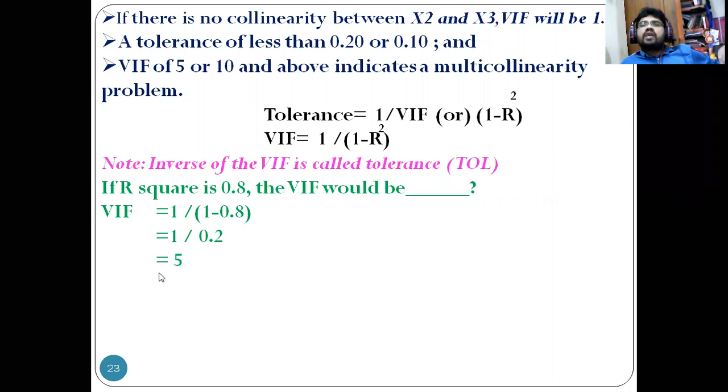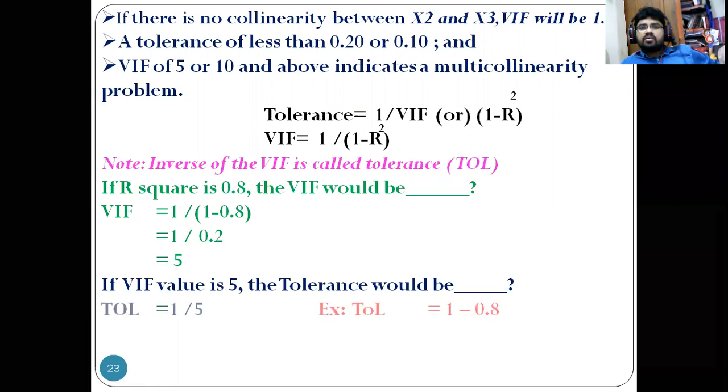So when the VIF value is 5, what can you suggest? The particular model is suffering from a multicollinearity problem. When the VIF value is 5 or more than 5, it indicates that the model is suffering from multicollinearity. Simple, if R square is 0.8, the model would be suffering from multicollinearity because the VIF value shows 5. Sometimes we also consider less than 5, where there is not much multicollinearity problem.